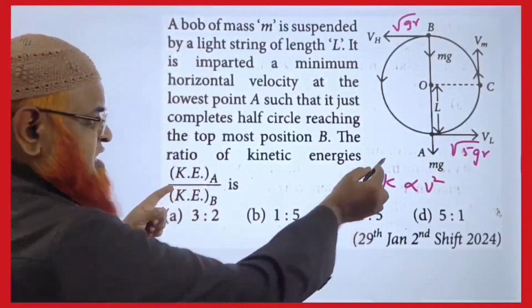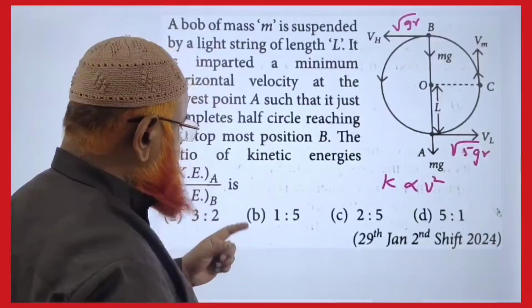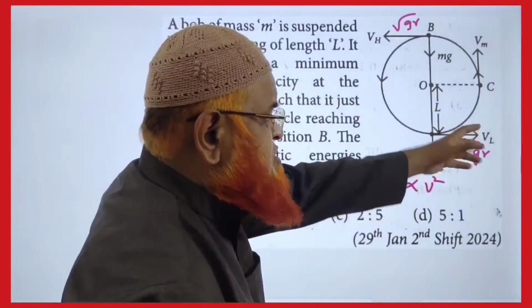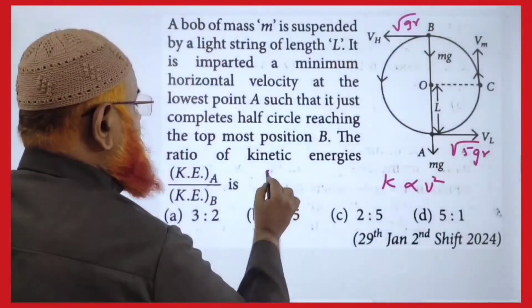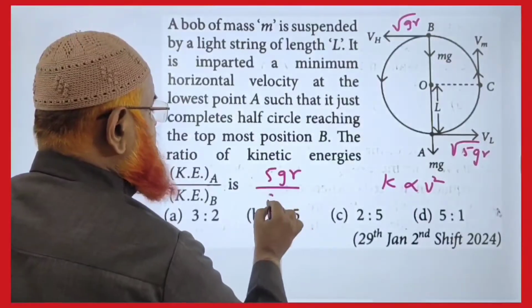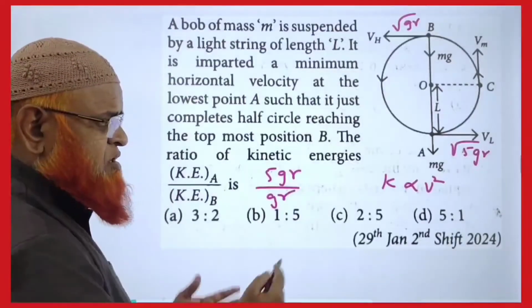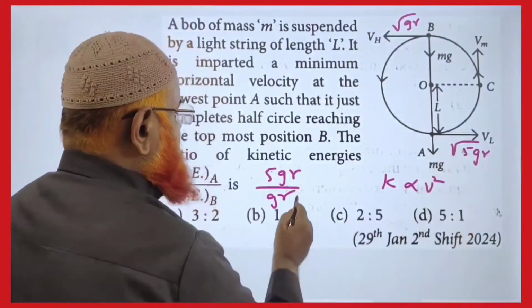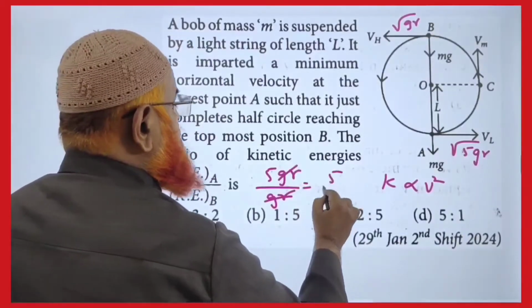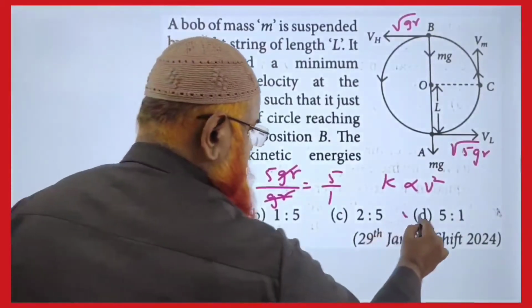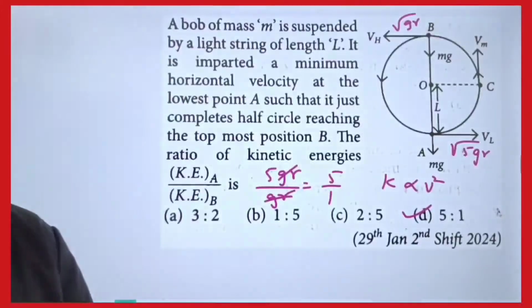Therefore, kinetic energy at A and kinetic energy at B, v whole square means square root will go. So what is left now? 5 gr by gr is left. That's it. Because whole square and root gets cancelled. Gr, if you remove, 5 by 1, so your answer is going to be 5:1. So simple answer it is.